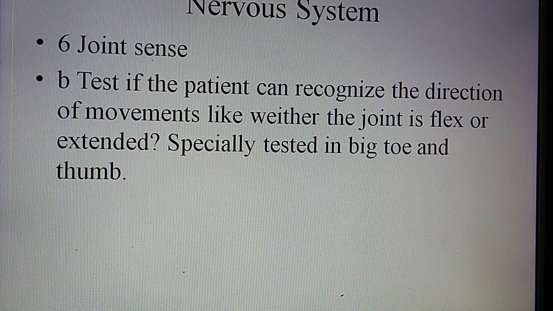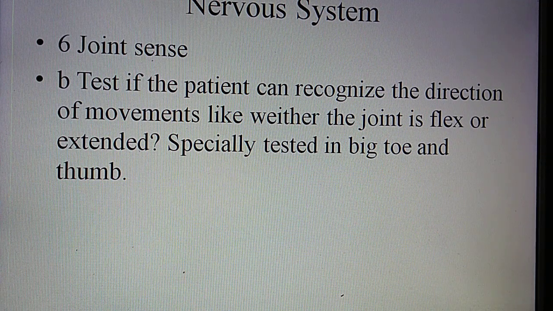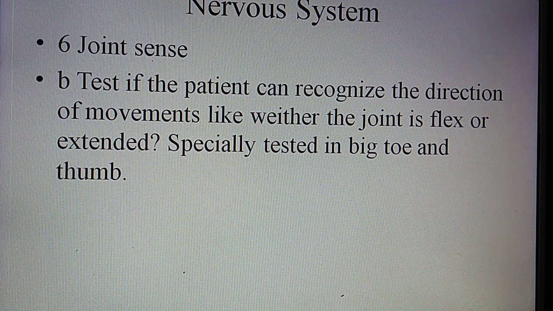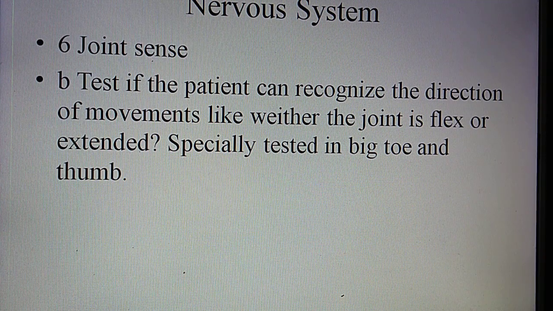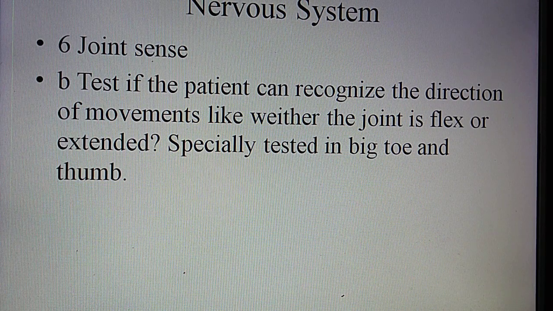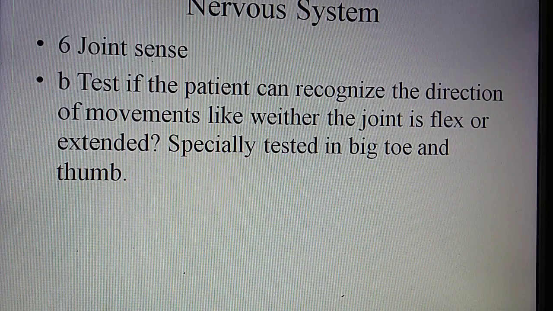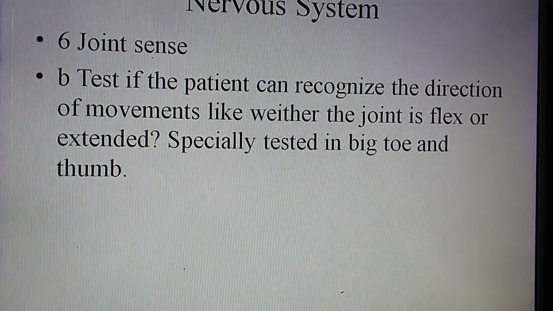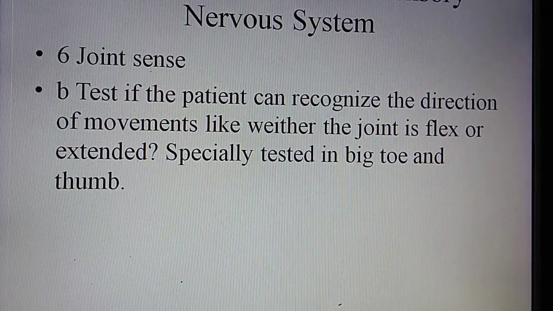These all tests can be done in a subject. Subject means a person, individual, or normal person. These tests are found not normal in the patients. So you can check it in the subject as well as the patient also. Then after comparison, you will understand the examination of the nervous system.